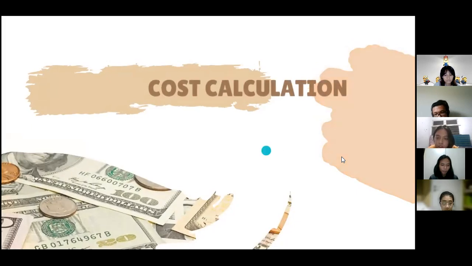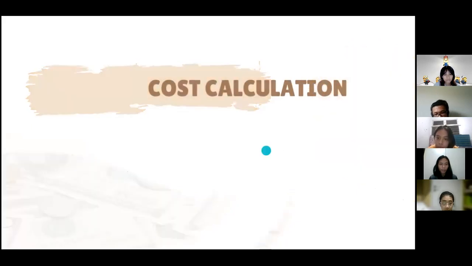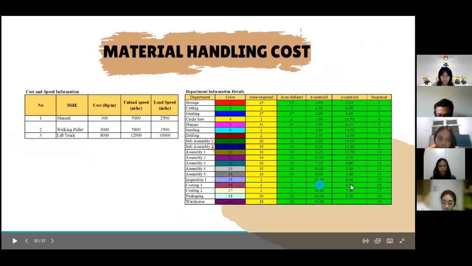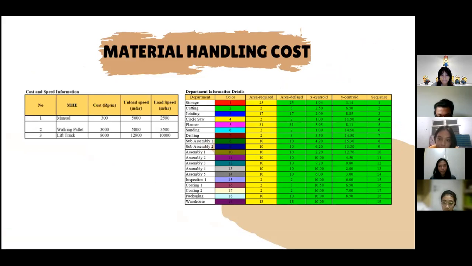This is what we need to know before calculating the material handling cost. On the left is cost and speed information. The material handling equipment and the cost are known in the guideline, and for unload and load speed, we need to assume that. On the right is the department information details that has been done in the graph. Next.